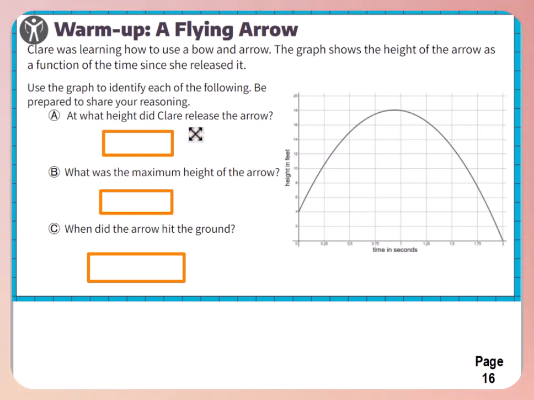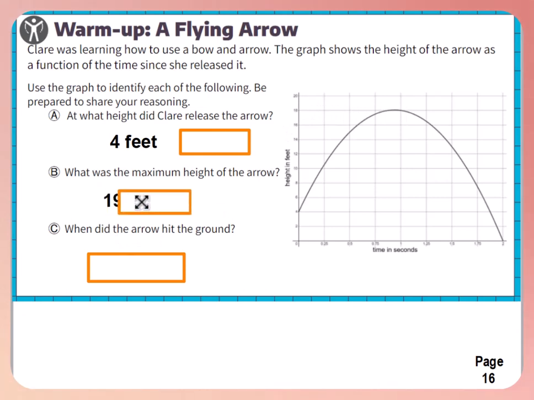At what height did Claire release the arrow? So that's going to be our y-intercept. It looks like she released it at 4 feet. What was the maximum height of the arrow? So the peak of this graph is going to be at, it's really hard for me to see. Let me count, 2, 4, 6, 8, 10, 12, 14, 16, 18. Maximum height is going to be at 18 feet.